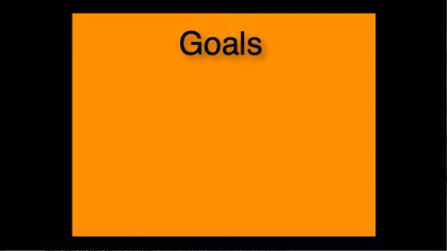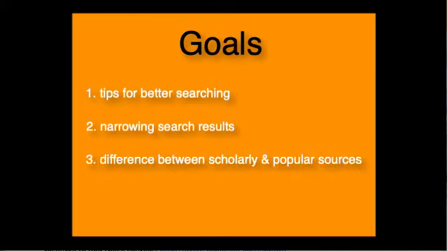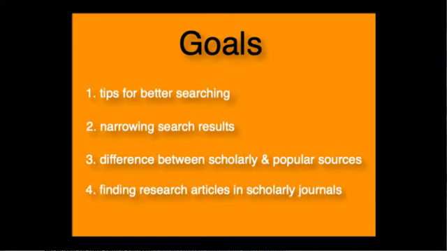I want to show you a few tips here. First, we'll start with some tips for better searching using the library's main search engine. Then I'll show you how to narrow your search results to find the exact kind of sources you need. I also want to help you distinguish between scholarly sources and popular media sources. And finally, since not everything in a scholarly journal is a research article, I want to help you find the kind of article you need. So let's start with some tips for better searching.